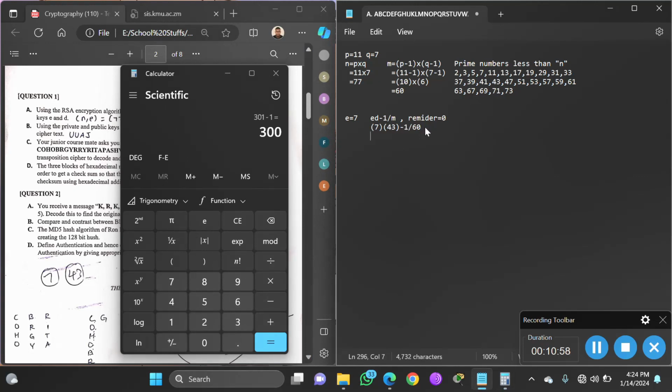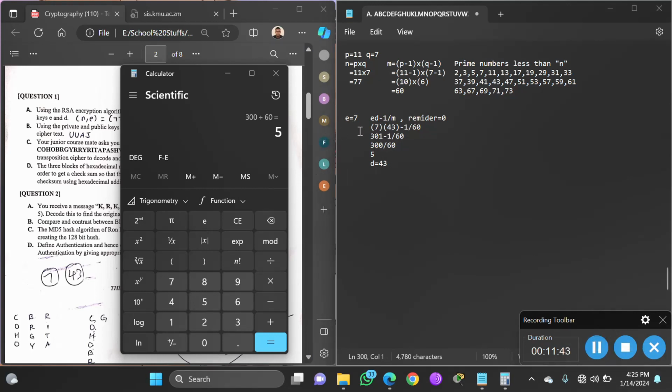We said 7 times 43, which is 301. Then we add minus 1 divided by 60. Then 301 minus 1 is 300. We are remaining with it divided by 60. So now here we just divide it by 60 to see if this answer is a whole number. As you can see, the answer is 5. So 5 is a whole number. Therefore, since we used 43 in place of D, it means our D is equal to 43, because we used 43 for that.